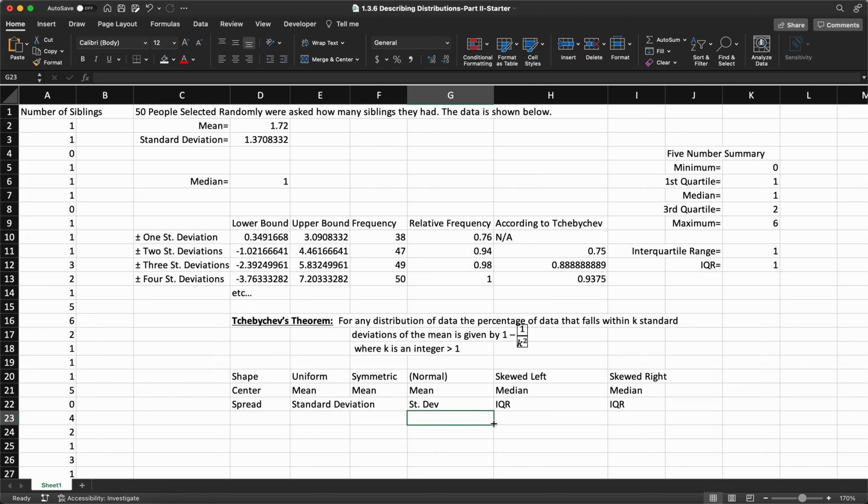So let's take a look at the data sets we've been looking at already. We have the number of siblings here. We already found the mean and the standard deviation. The size of the standard deviation is my first indication that the center of the data probably shouldn't be described using the mean. The other indication is that the median is smaller than the mean, so it seems like this data set is going to be skewed to the right.